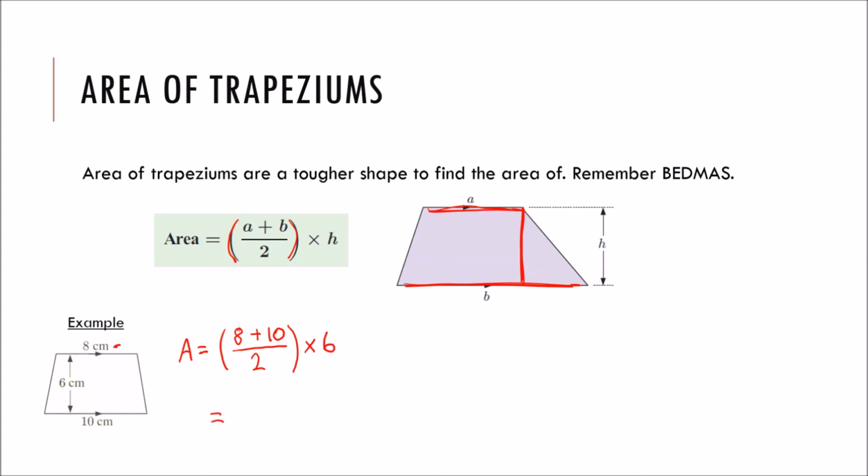So if we put all that together, we have 8 plus 10 is 18, divided by 2, times by 6. So 18 divided by 2 is 9, times by 6, and that is going to be 54 centimeters squared.